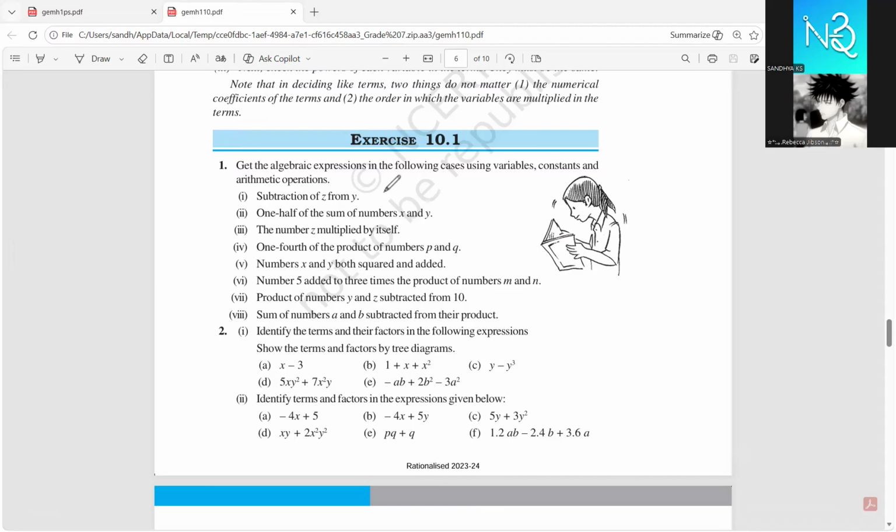Tell me, subtraction of 7 from y. What will be the answer? It will be y minus 7. Very good. Y minus 7. Next, 1/2 of the sum of numbers x and y.